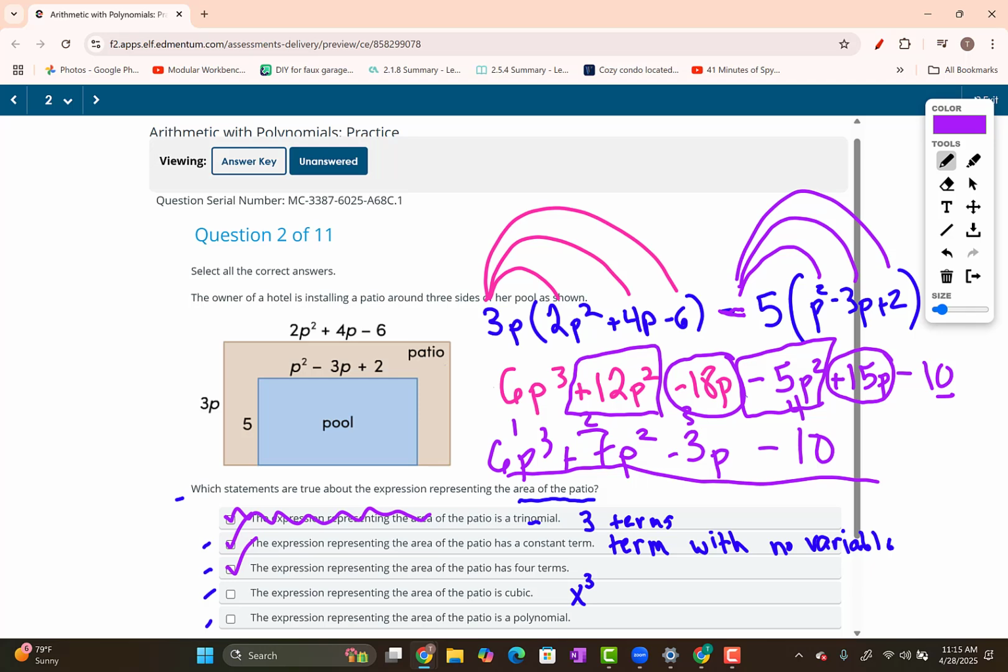The expression representing the area of the patio is a cubic. Yes, because the biggest exponent in this problem is 3. And then finally, the expression representing the area of the patio is a polynomial. Yes, because it has more than one term. So everything but it being a trinomial, it has 4 terms. Usually if it has 4 terms or more, they'll just call this a polynomial with 4 terms. If there were 5 terms, it would be a polynomial of 5 terms.